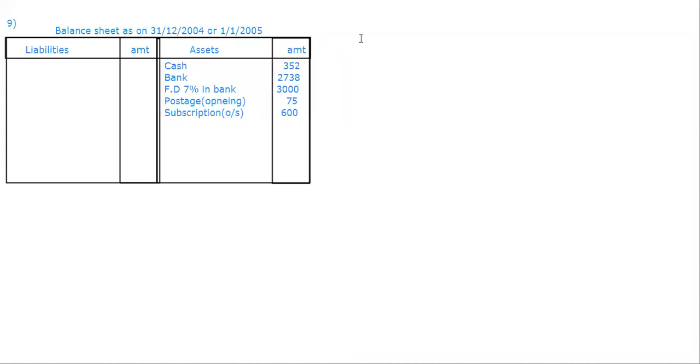6,765. Okay, fine. 6,765. So here we call this one capital, the balancing figure, 6765. Done. Now, once this is done, we'll move on to the next one.